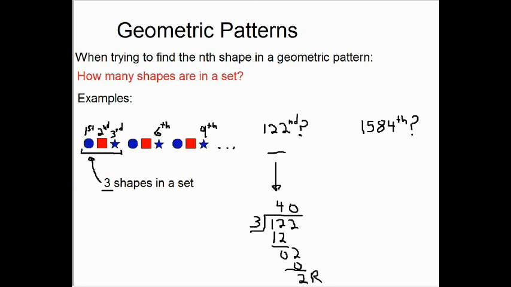And when we divide 122 divided by 3, we get 40, which means we have 40 full sets of these shapes to get to the 122nd shape. But then we have a remainder of 2, which means we have to go 2 more shapes to get to the 122nd shape. So that means the 122nd shape must be a red square.